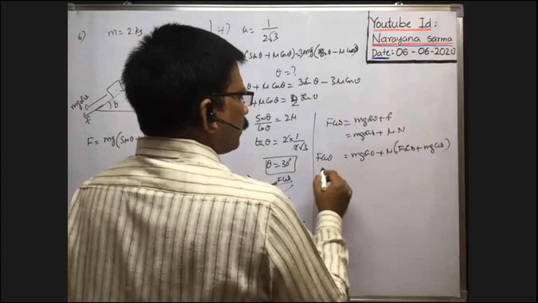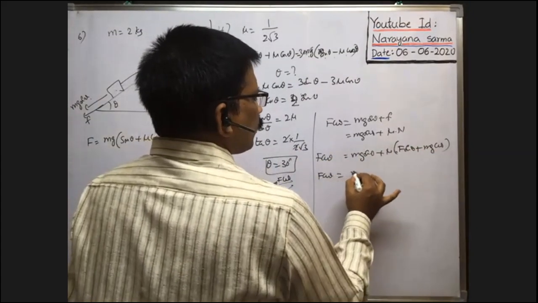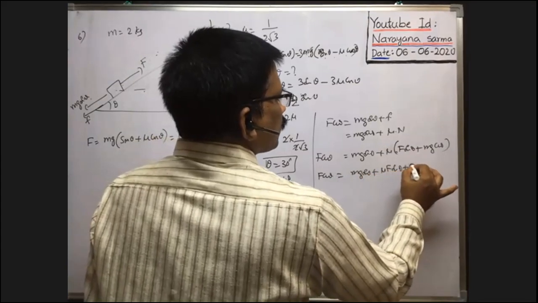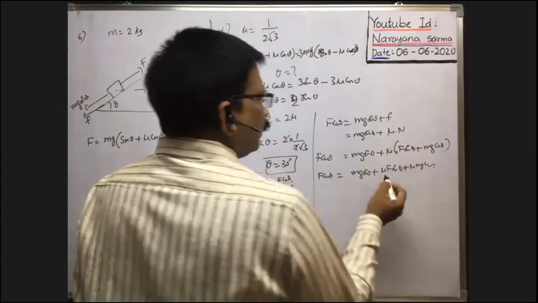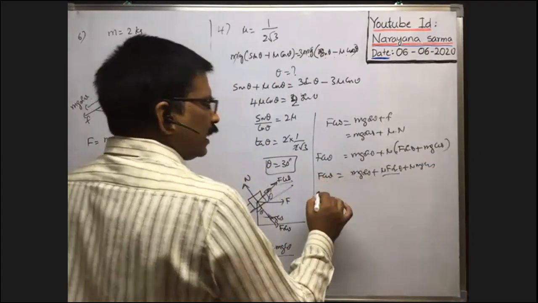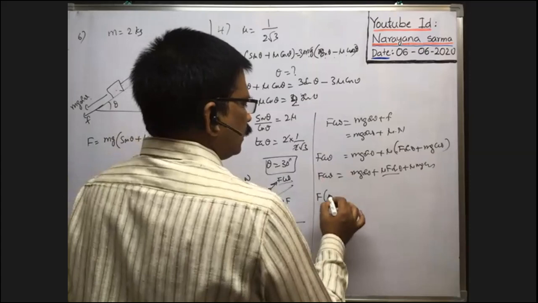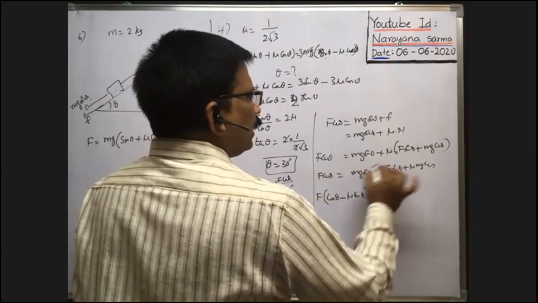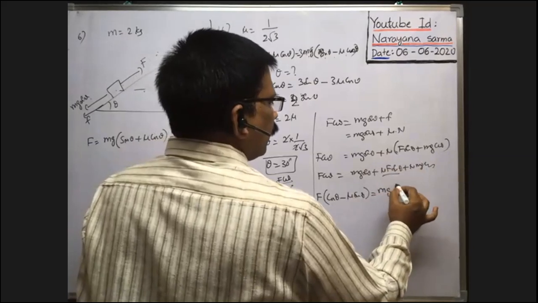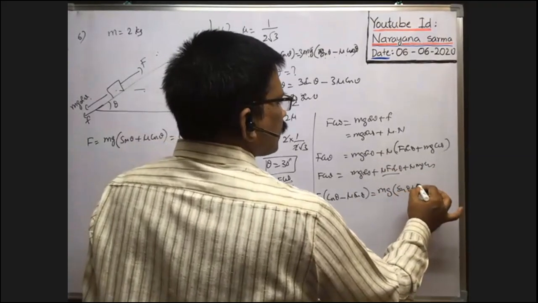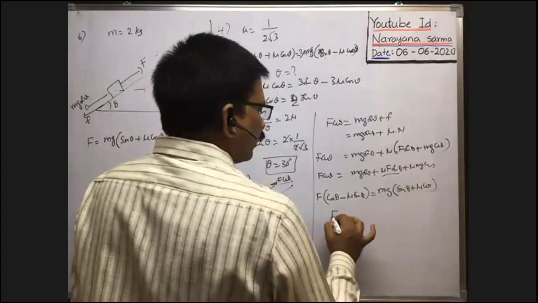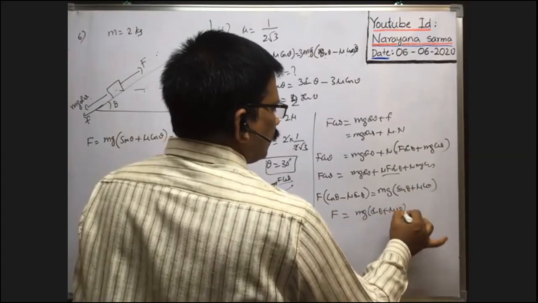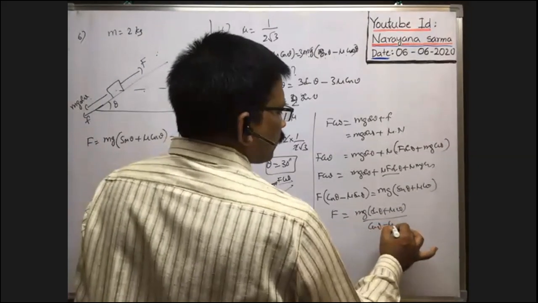Now we bring the f terms to one side. F cos theta is equal to mg sin theta plus mu f sin theta plus mu mg cos theta. You bring this term to the left and take f common. F of cos theta minus mu sin theta is equal to, in these two terms you take mg common, mg of sin theta plus mu cos theta. Therefore, f is equal to mg of sin theta plus mu cos theta by cos theta minus mu sin theta.